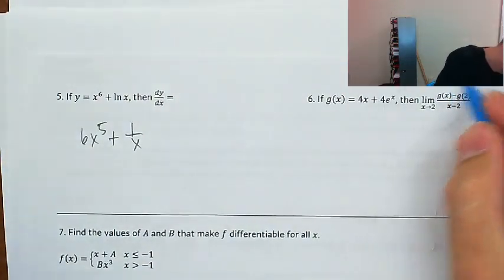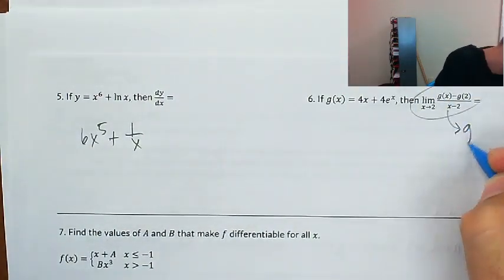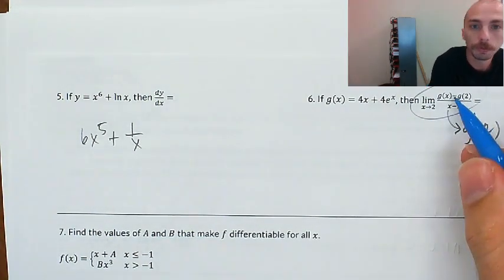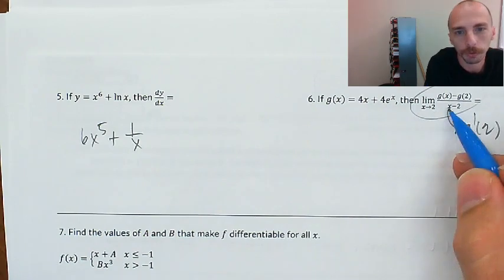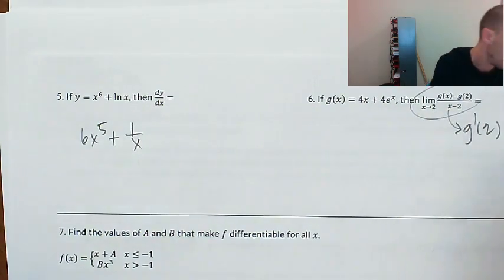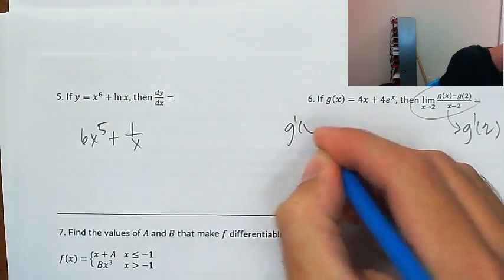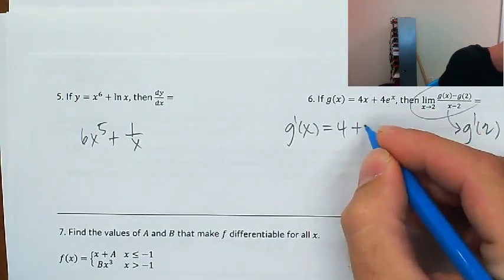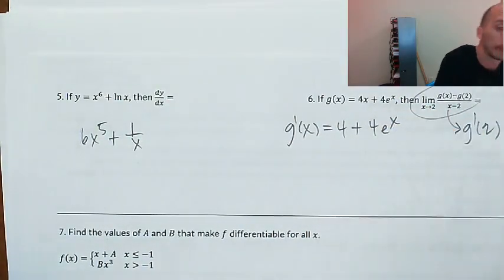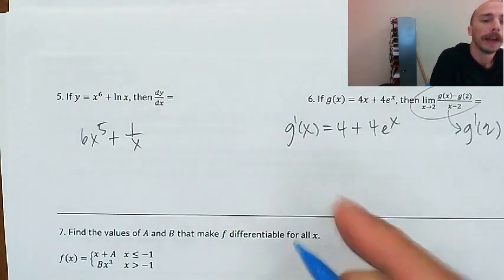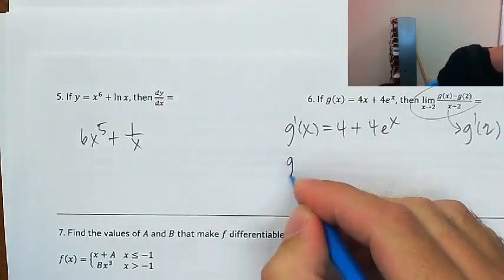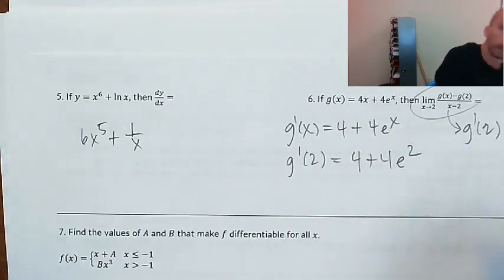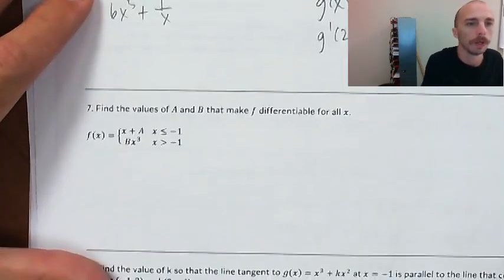Okay, this next one, this is code for g prime of 2. Okay, this is the limit of rise over run, so this is the slope of g, and as x is approaching 2, well, that means we're going to plug in x equals 2. So I'm going to take g prime of x, and the derivative of 4x is 4. And the derivative of 4e to the x is, well, the derivative of e to the x is e to the x, so it's just going to be 4e to the x. And then I'll plug in x equals 2. And I'll be happy. Let's move on.